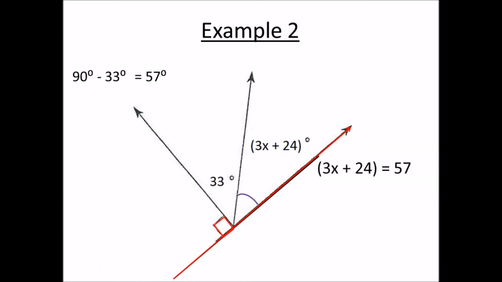So that means the sum of this angle right here is equal to 57 degrees. Knowing that, we're going to take our 3x plus 24 and set it equal to 57 degrees. We're going to drop our parentheses and get 3x plus 24 equals 57. Then bring the 24 to the other side of the equal sign. Currently it is positive 24, so we're going to have to subtract 24. Then simplify 57 minus 24. That will give us 3x is equal to 33. And then we're going to divide by 3 on both sides. So x is equal to 11.